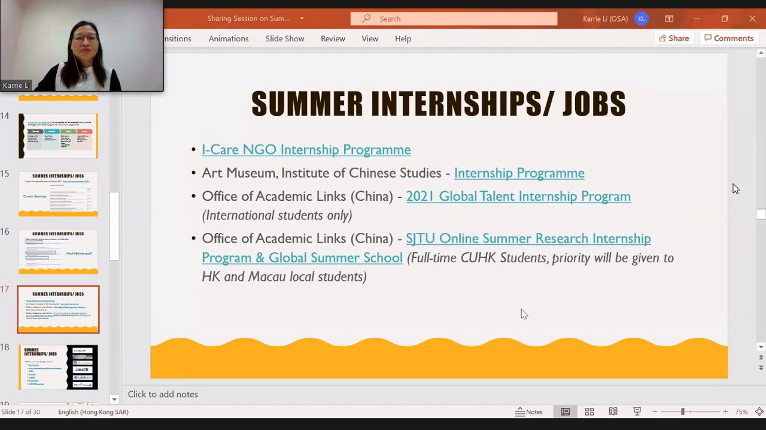Other university units that offer internship opportunities include iCare. They have the NGO internship program. And the Art Museum also has a summer internship program. So check their websites for updates of this year, okay? And the Office of Academic Links, China, will also post internship opportunities. But because these internships mainly take place in mainland China and Taiwan, they may sometimes have priority for certain groups of students. So you need to pay attention to that, okay?